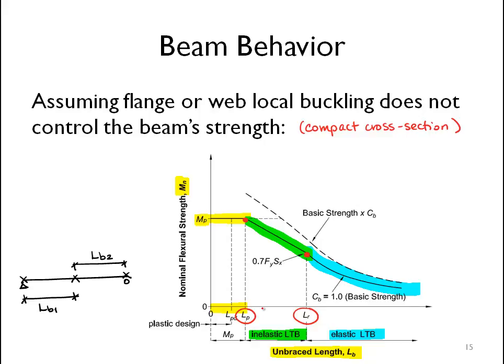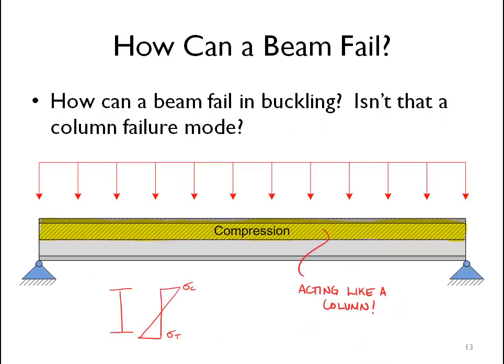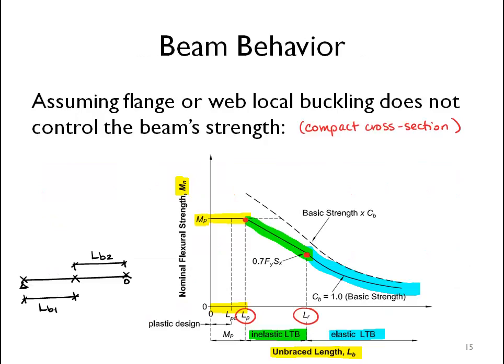So maybe it's surprising that this solution space looks almost exactly the same as it did for columns, but maybe it shouldn't be surprising. Again, we talked about the fact that the portion of a beam above the neutral axis when it's in positive flexure, or below the neutral axis when it's in negative flexure, is going to be in compression, and that section of the beam is going to be acting a lot like a column. So it makes sense that the behavior of the beam is going to be pretty similar.